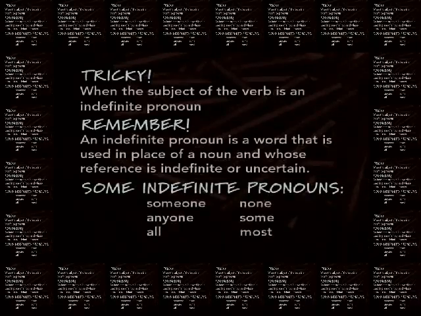Indefinite pronouns are words like someone, anyone, all, none, some, most, and so on. You can see from this list that indefinite pronouns refer to people or things in a way that's a little bit unclear. You can't know for sure who or what is being referred to by an indefinite pronoun unless you look at the entire context of the sentence or paragraph in which the indefinite pronoun is used. And that's why indefinite pronouns can sometimes make for tricky subject-verb agreement problems.